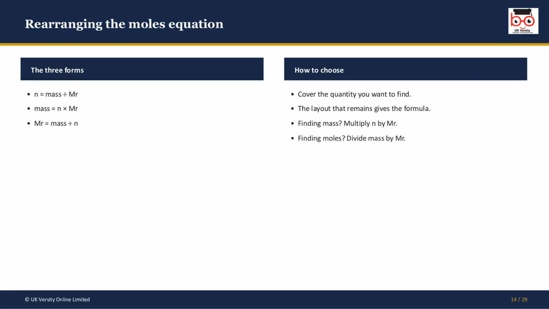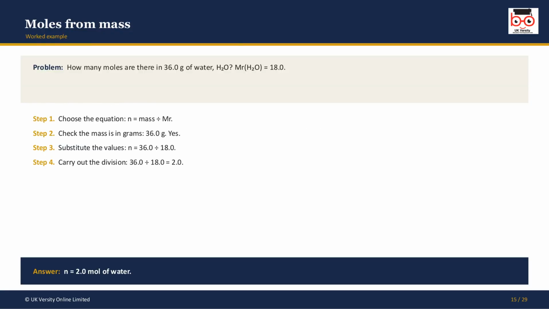So if you're after mass, you multiply N by Mr. If you're after moles, you divide mass by Mr. Let's find moles from a mass. How many moles are in 36.0 grams of water?